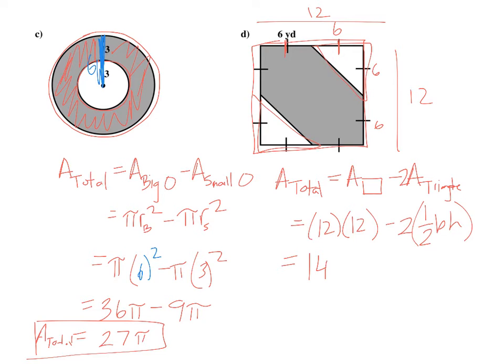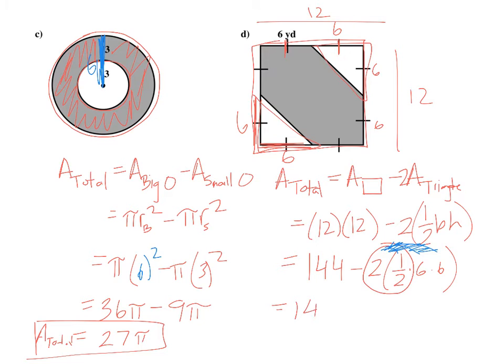So I have 144 minus 2 times a half. What's the base of the triangle? The base of the triangle is 6. And the height of the triangle is 6. All right, so I have 2 times a half. All right, make sure you're not distributing here. I see some students doing that. You're only distributing when you're working with a sum or a difference. All right, when you're multiplying, you just choose 2 numbers, and then that's it. Make sure you don't distribute.